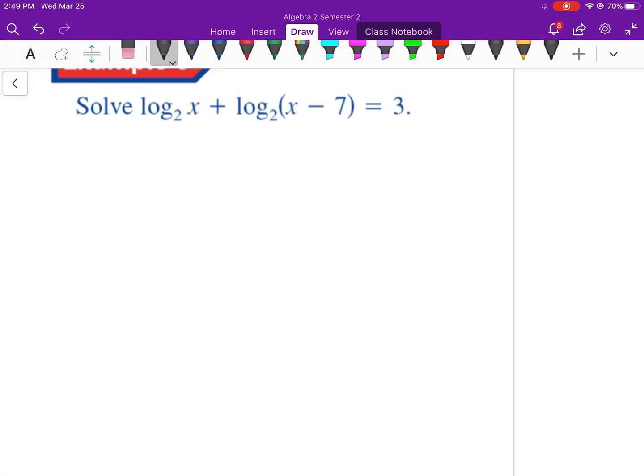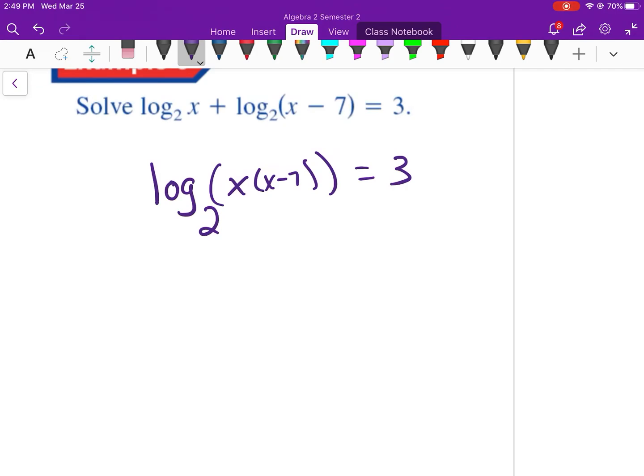Probably the toughest one of them all, because now we have 2 logs. We had that one where it was log base 2 on both sides, but that didn't have that 3 before. So what we need to do in this case is condense your logarithms. I notice that it's both log base 2, and we're adding. So if I condense these logarithms into one, log base 2 of x times x minus 7, that whole thing is your argument, and we're going to set that equal to 3.